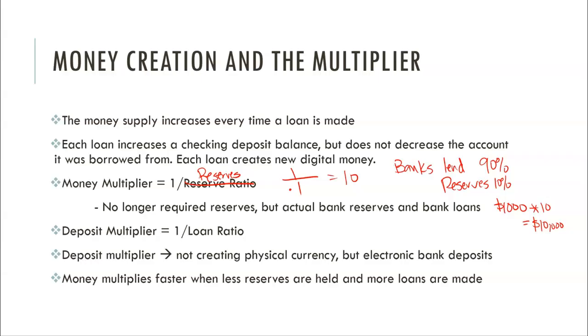Money is going to multiply faster when less reserves are held and more loans are made. So money is multiplying faster, people are spending more money, the economy is increasing and increasing. Now, this can cause inflation, it can lead to high interest rates, it definitely can cause some problems, and so people are concerned that too much lending, not enough reserves, could cause a lot of problems in the economy.